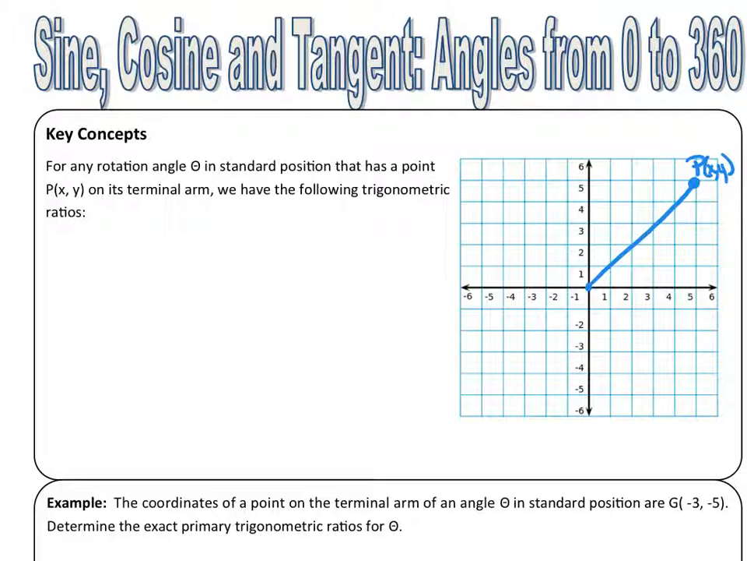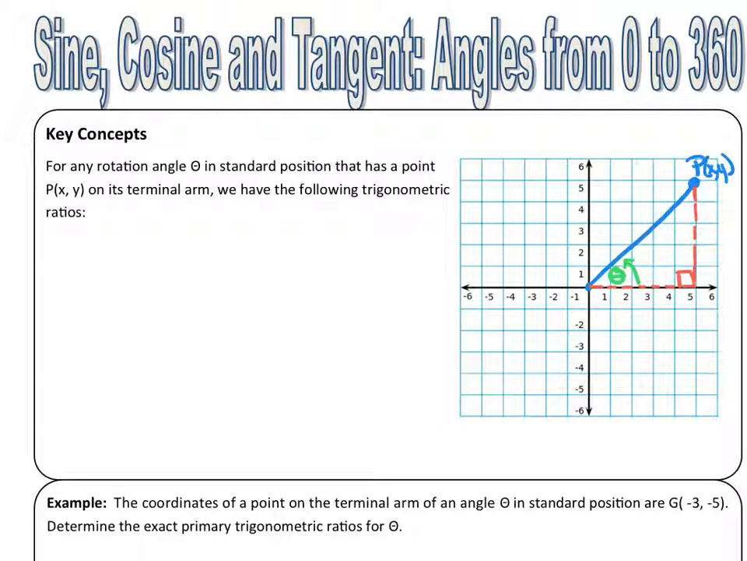Now, it's not always in this quadrant. It could be in any of these quadrants. But why I like the different colors is we've got this side and this side, which makes a 90-degree angle, which is good for us. And it also gives us our reference angle, or theta, in the corner there. So that is our reference angle.